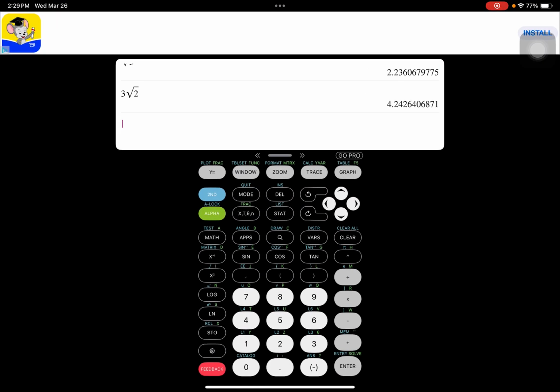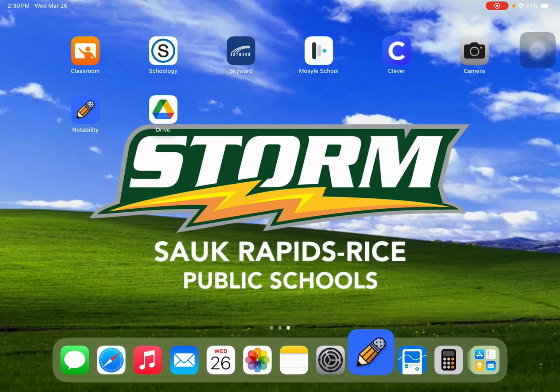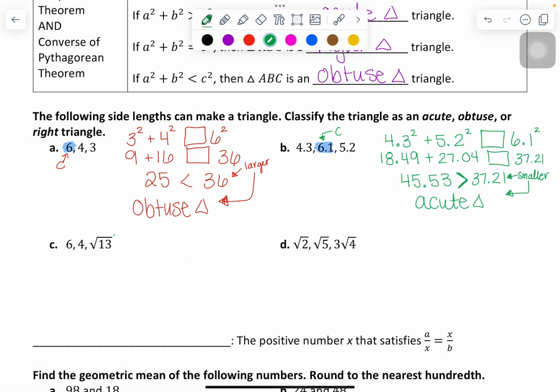So, you open up your calculator. You type in square root 13 equals. And it tells you that the square root of 13 is 3.605512755, etc. Now, if this is about 3.6, that means the biggest side is the 6.